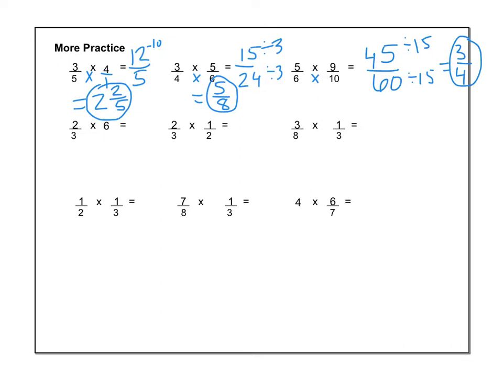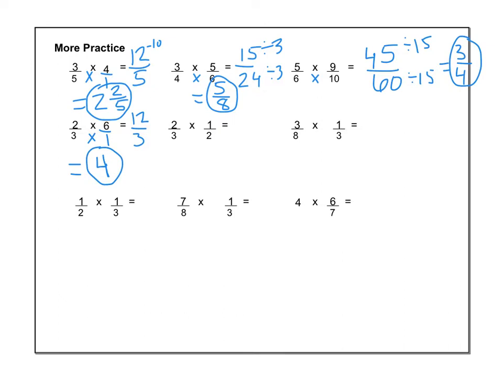Okay, if we look at the second row, we have 2/3 times 6. Remember that we can write a whole number over 1 to make it look like a fraction. So we have 2/3 times 6 over 1. 2 times 6 would give us 12, and 3 times 1 would give us 3. So we have 12 over 3, which is an improper fraction. We need to change it to a mixed number. But when we do that, 3 can go into 12 4 whole times, and there is nothing left over. So 4 is our final answer.